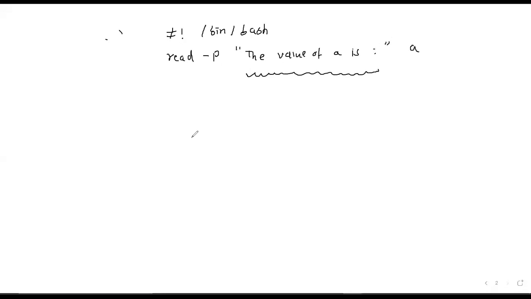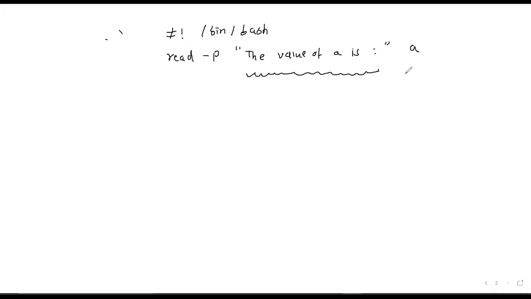So if we write read -p and a, this is considered as a variable directly, and whatever we write in double quotes will be seen on your terminal. So this is for entering a variable from the user.